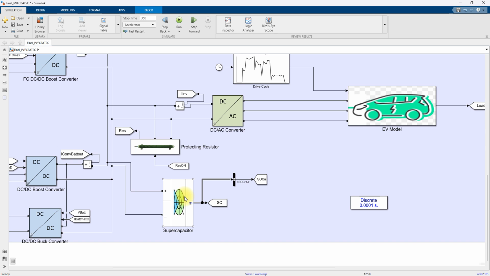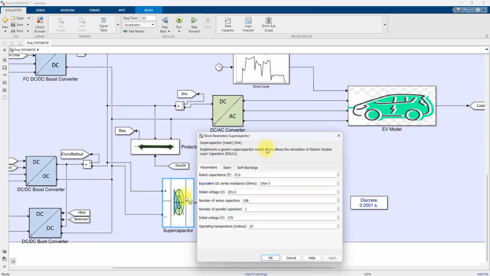For example, we consider this is a DC link. Here we connect the fuel cell system, here we connect the battery, at this point we are connecting the supercapacitor, and at this point we are connecting the load. The battery will work in both directions, the supercapacitor also works in both directions. So the fuel cell will supply the power according to the power requirement of this load.